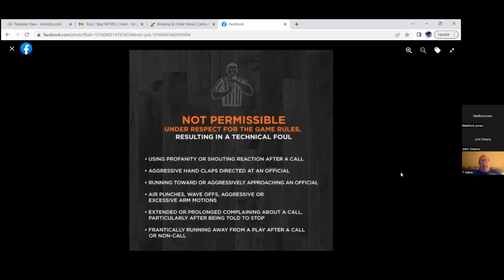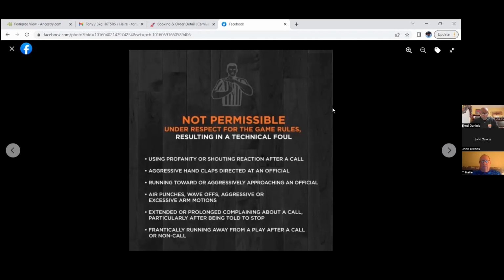Anybody ever seen a player run away, run down to the other end of the floor after a call or a non-call? Anybody ever seen LeBron James do that? I bet I've seen him do it more than one time. Don't let someone show you up like that. That has no business in student-based athletics.